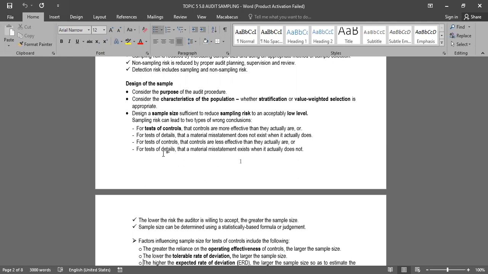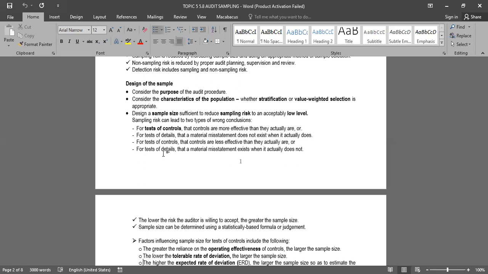If you're looking at an investigation, you're doing forensic audit, of course, you want to look at almost every item. So your sample may be as big as the population itself, maybe 99.9%. Okay, then consider the characteristics of the population. That's the other thing you want to consider. Here they're saying whether stratification, where you have small groups within the big group, or value-weighted selection is appropriate. Okay.